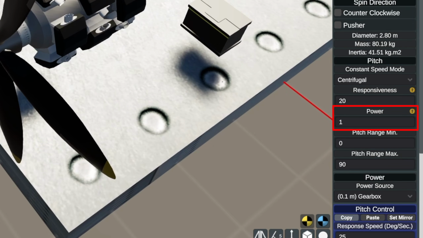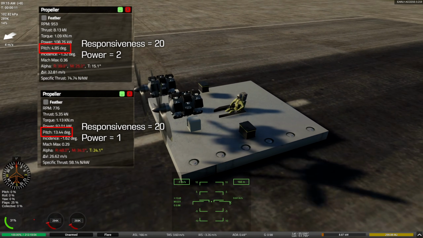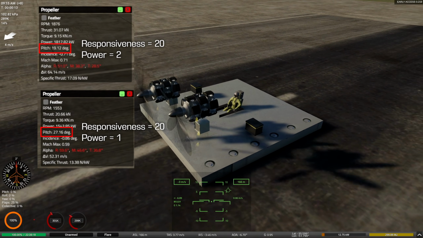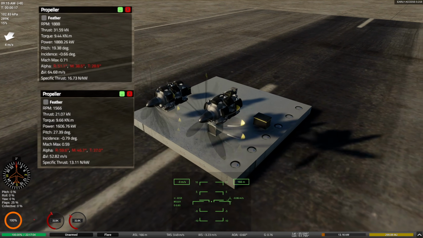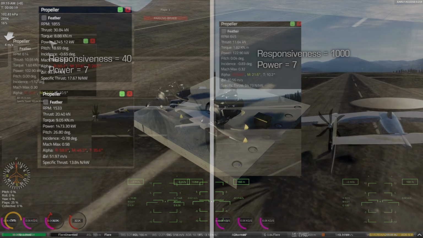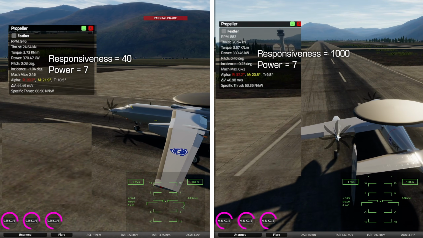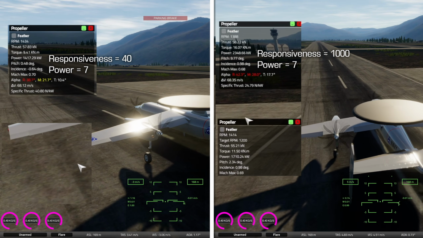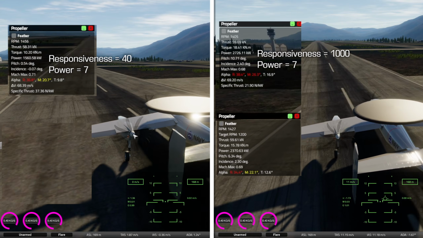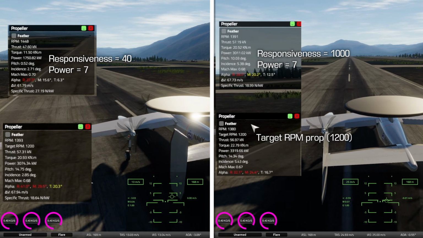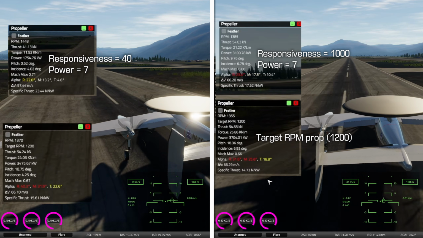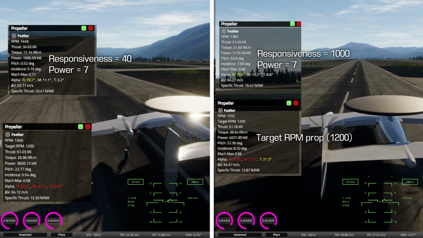The power value changes the linearity of the response. A higher value will make the blades pitch less at lower RPMs so they don't stall. In general, a higher power value will require a significant responsiveness value for the prop to be effective. Because centrifugal mode only adjusts pitch based on current prop RPM, it quickly becomes ineffective at higher speeds, even with high response values. Because of this, it is best suited to very low-speed, low-tech aircraft.